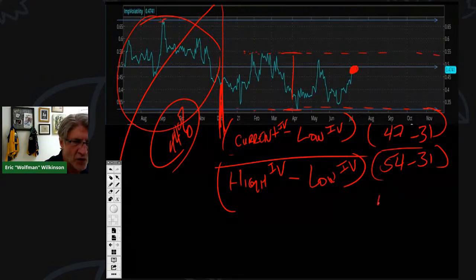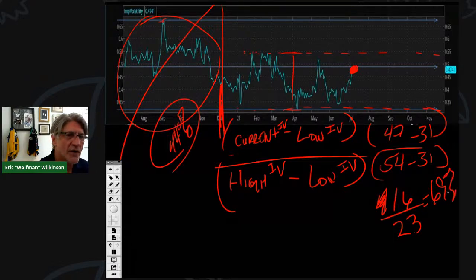So I've got 16 divided by 23, and that's going to give us about 69%. So it's in the upper half. When I'm talking about this, I would say this is a sell zone and this is a buy zone, above and below that 50 line.